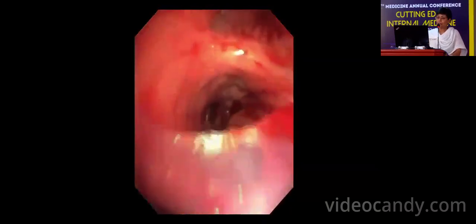And yeah, the upper lobe, the lower lobe, and on the left side as well. So she was very happy because she was able to sleep lying flat on her bed after 7 days.